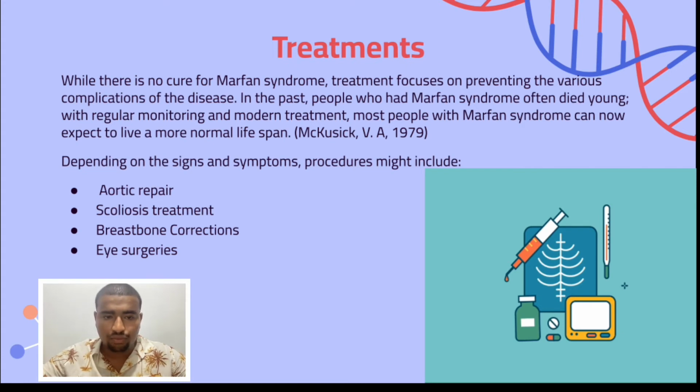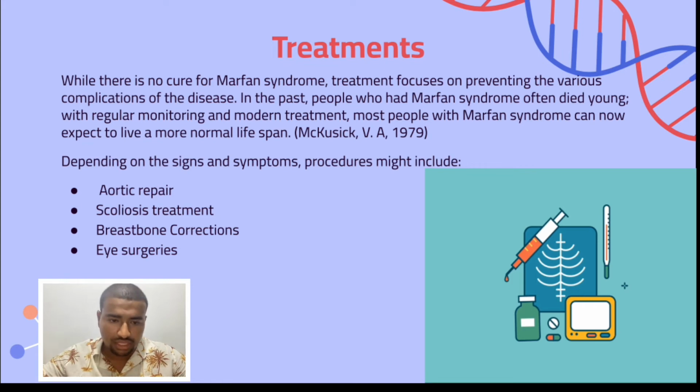Scoliosis treatments. When there is significant scoliosis, a consultation with a spine expert is necessary. Bracing and surgery are needed in some cases. Breastbone corrections. Surgical options are available to correct the appearance of a sunken or protruding breastbone. These operations are often considered cosmetic pursuits. As a result, insurance may not cover the cost.